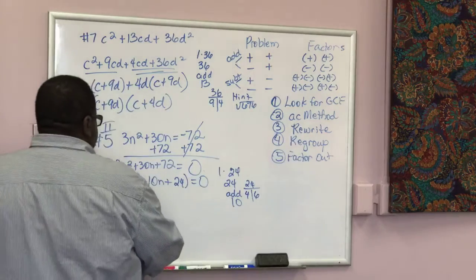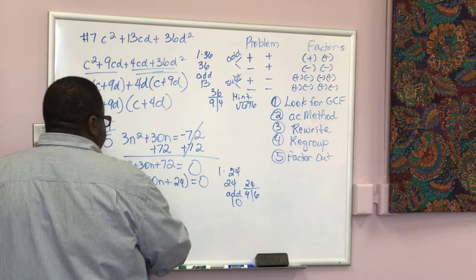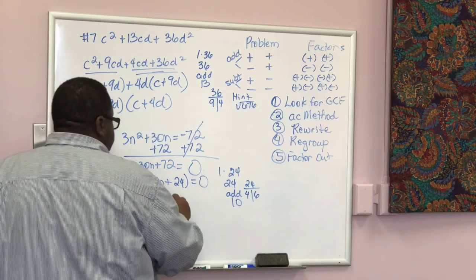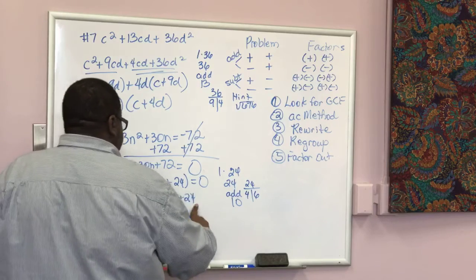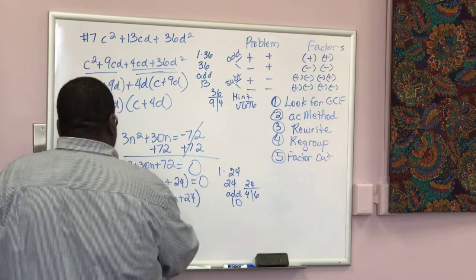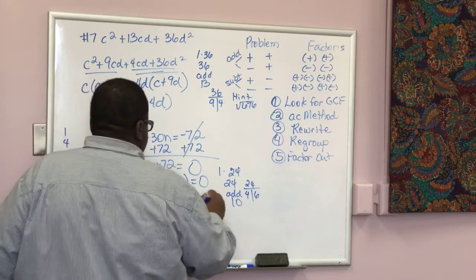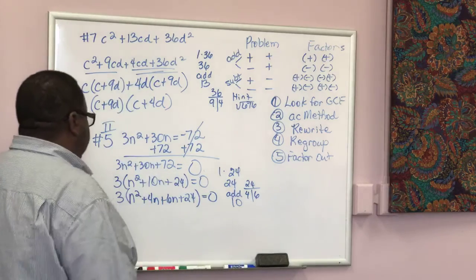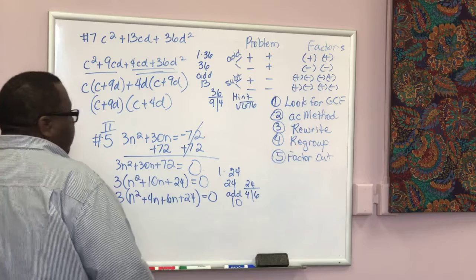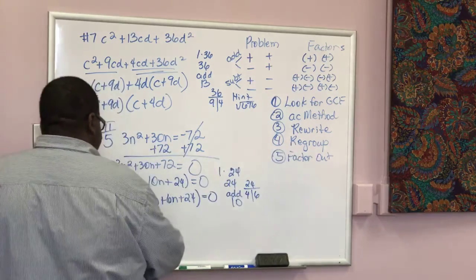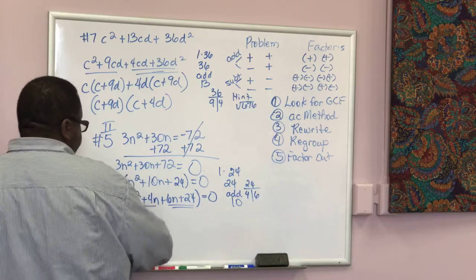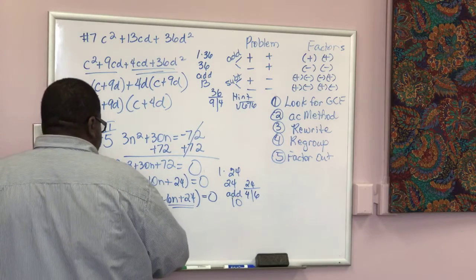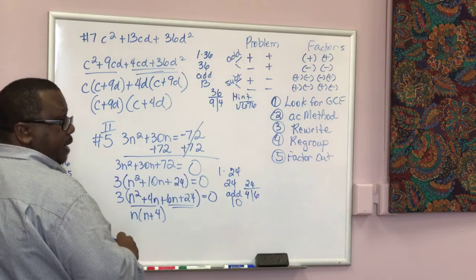Rewrite it. n squared plus 4n plus 6n plus 24. Parentheses, and then do what? Parentheses, parentheses, put your 3, and then what? Equals 0. All right? Next step, regroup it. What do they have in common? n. The n. And we'll be left with what? n plus 4.